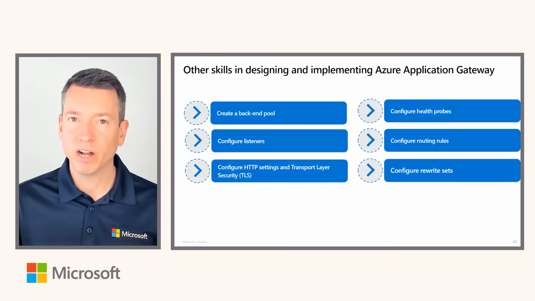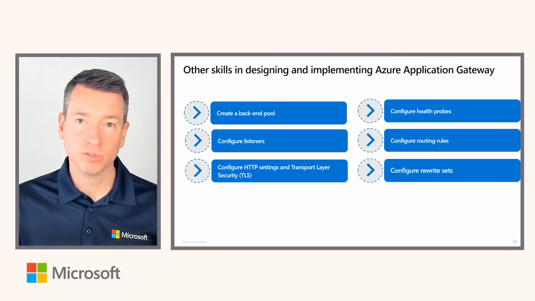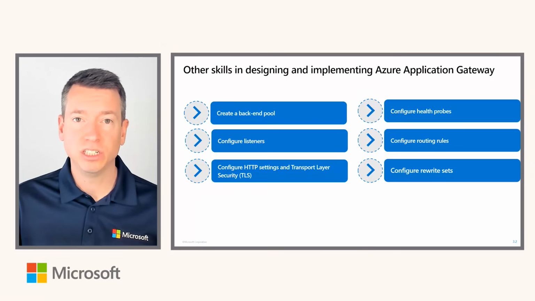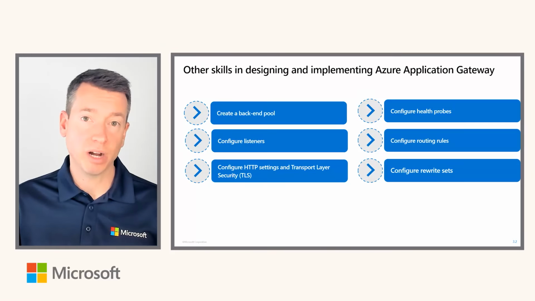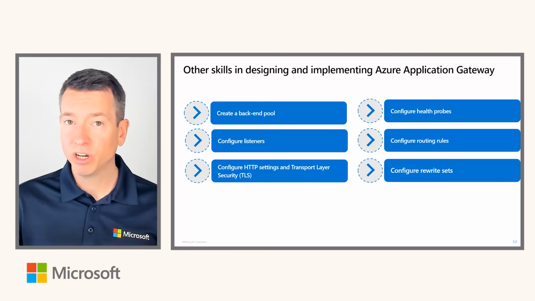Now, traffic will be routed to the backend servers by using the HTTP setting. So you must associate this HTTP setting with one or more routing rules. And App Gateway monitors the health of all resources in its backend by default.